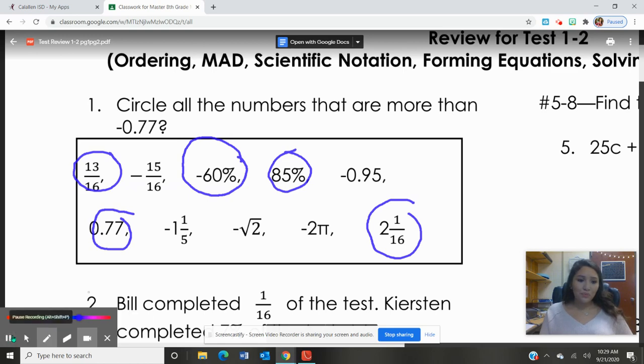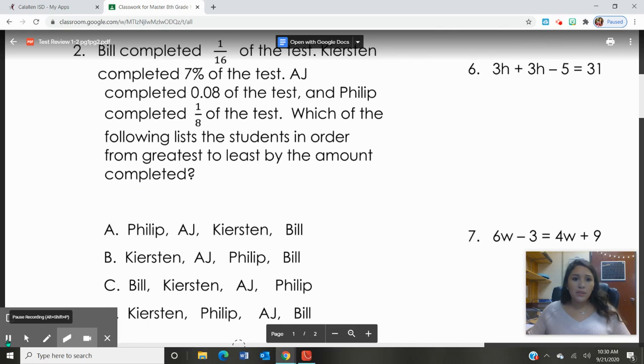Let's go on to question number 2. Question number 2 says Bill completed 1/16 of the test. Kirsten completed 7% of the test. AJ completed 0.08 of the test, and Philip completed 1/8 of the test. Which of the following lists the numbers in order from greatest to least by the amount completed?